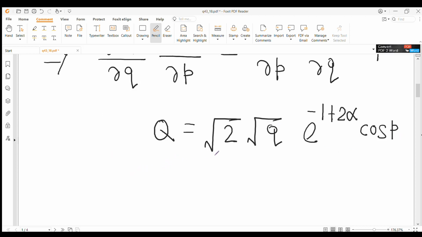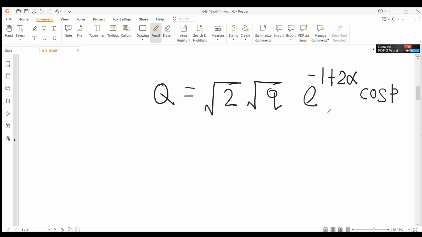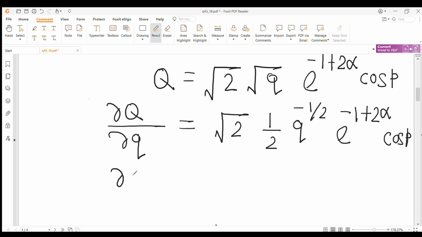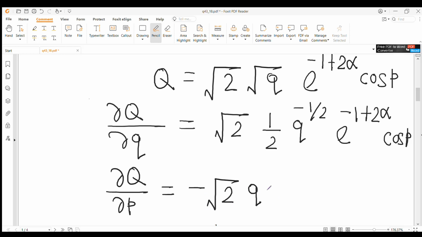Here capital Q is equal to root 2 into root small q into e to the power minus 1 plus 2 alpha into cos small p. So the partial differentiation of capital Q with respect to small q is equal to root 2 into half into q to the power minus half into e to the power minus 1 plus 2 alpha into cos small p. And the partial differentiation of capital Q with respect to small p is equal to minus root 2 into small q to the power half into e to the power minus 1 plus 2 alpha into sine small p.